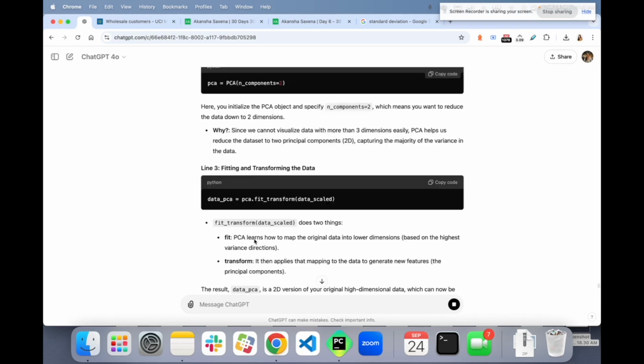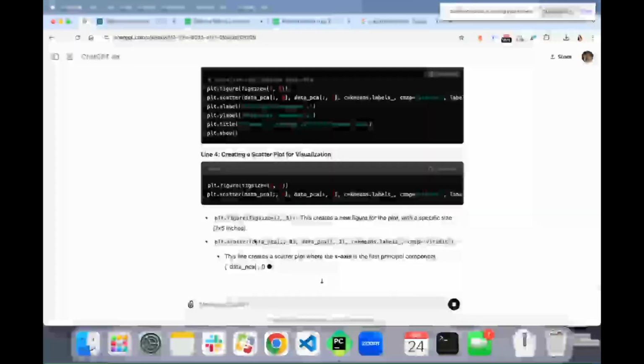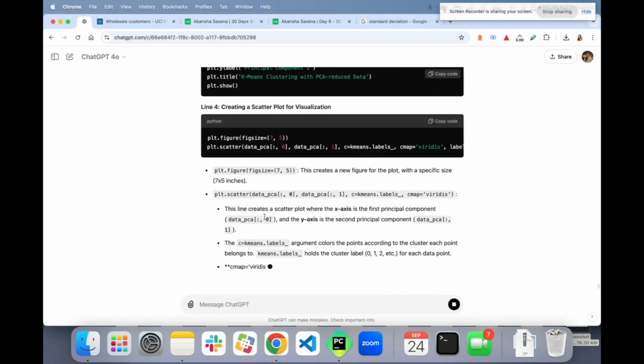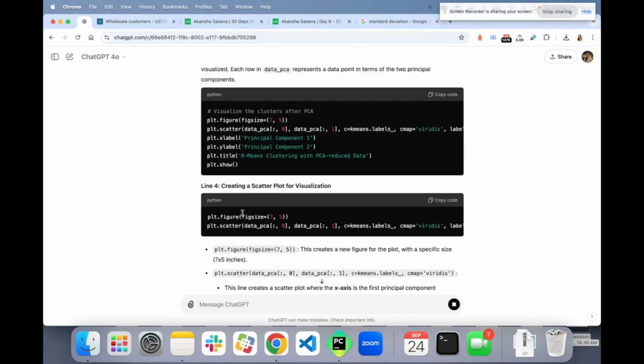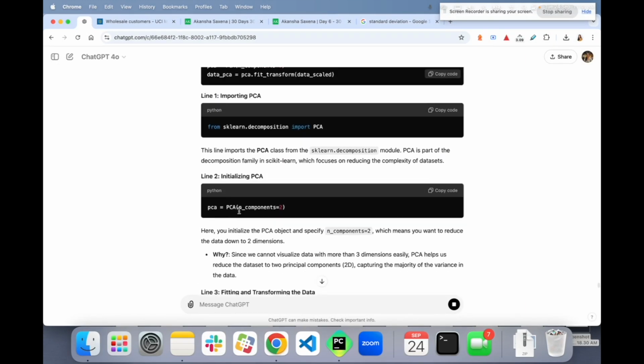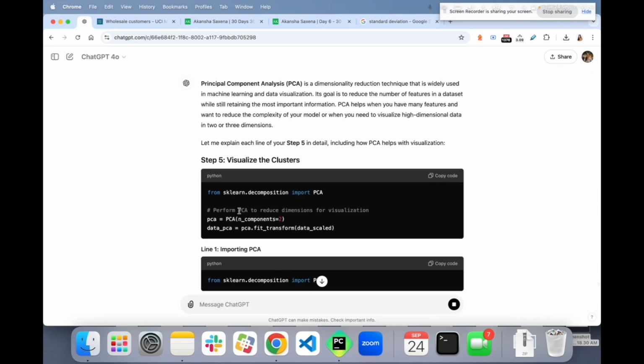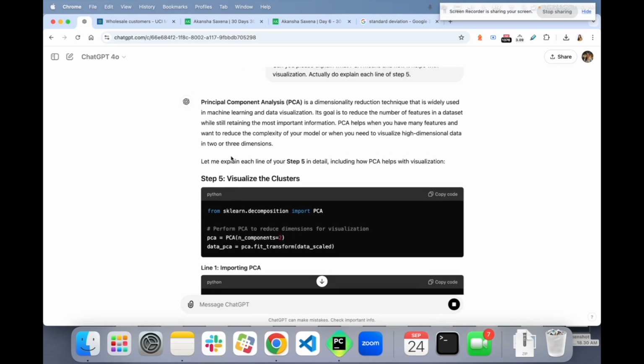Oh, it is still generating. Looks like a lot of things it has to explain. Okay, now it is explaining the code. So it is explaining the last portion. So let us go and decode what PCA is. PCA, principal component analysis, is a dimensionality reduction technique that is widely used in machine learning and data visualization.